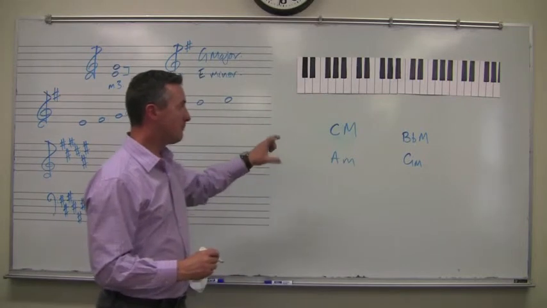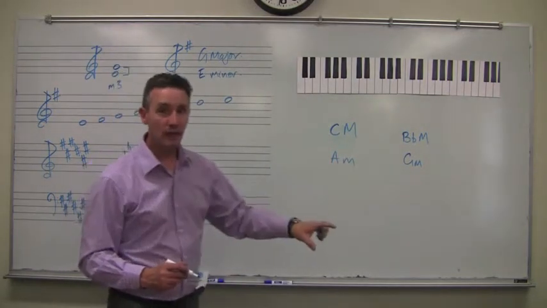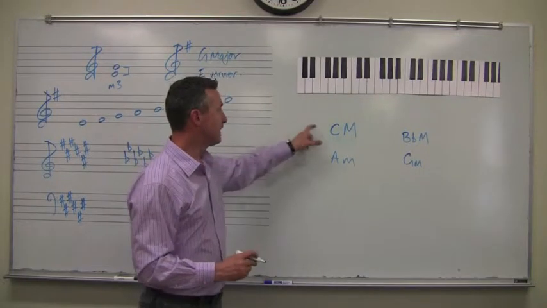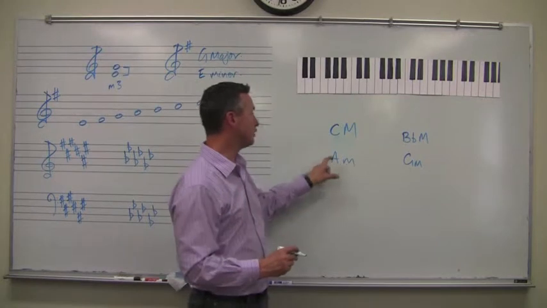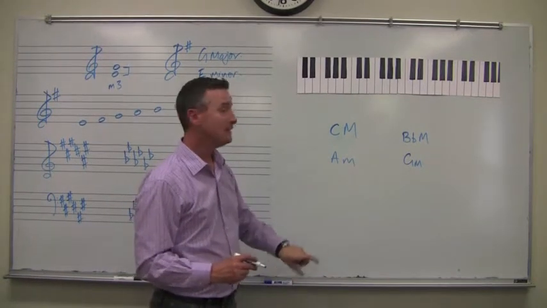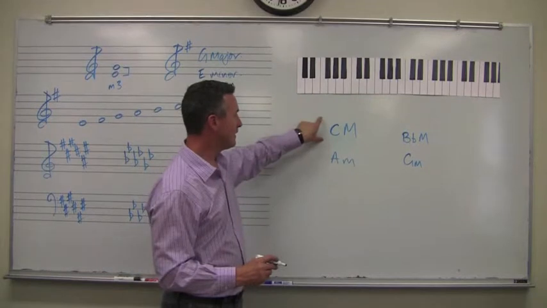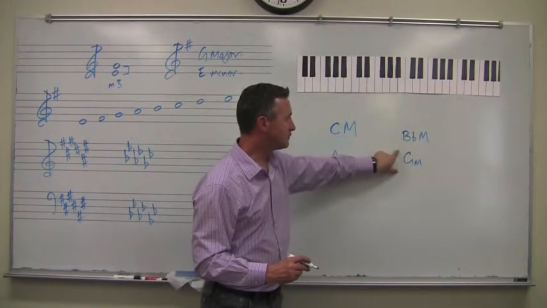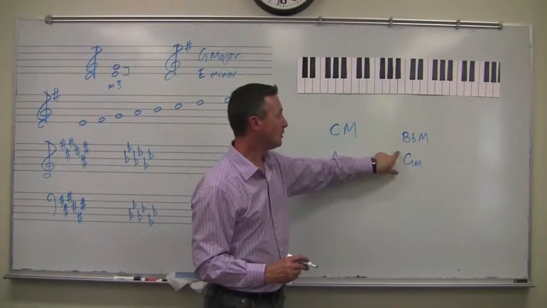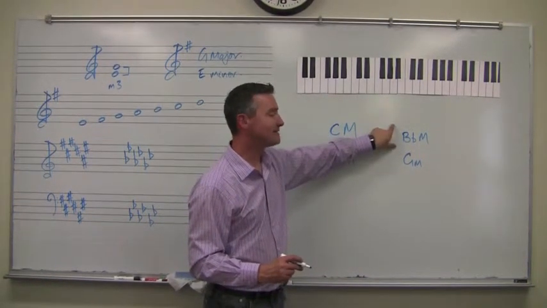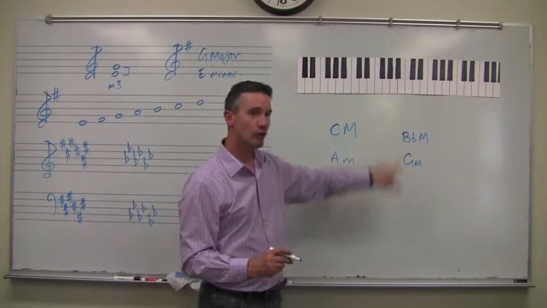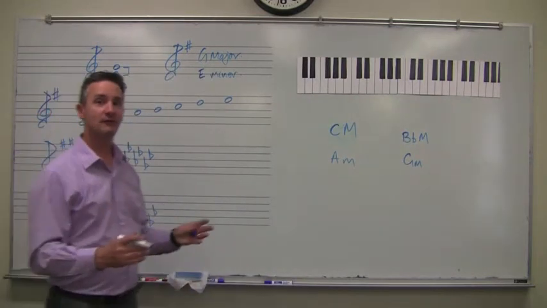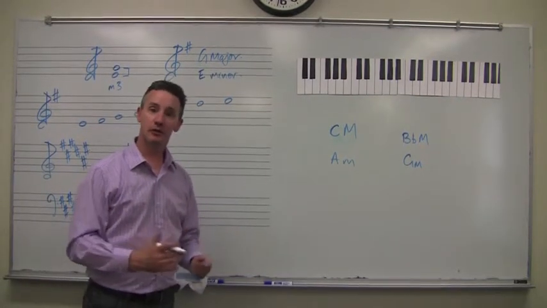So this relationship of a minor third exists between what are called relative keys. The relative minor of C major is A minor. The relative major of A minor is C major. Did I say that right? C major to A minor to C major. The relative minor of B flat major is G minor. The relative major of G minor is B flat major. You can learn that relationship. They are a minor third apart. That is relative key signatures. And you need to know those as well.